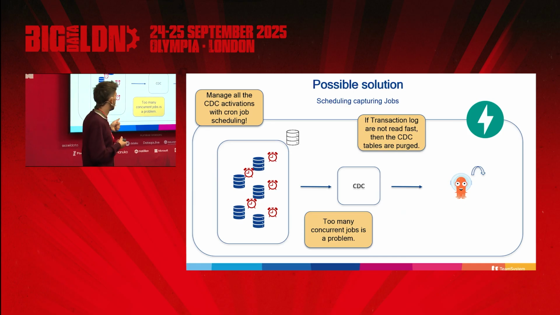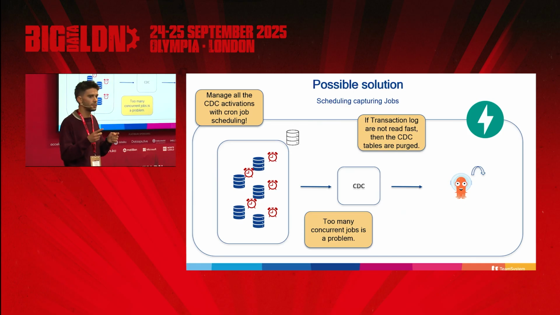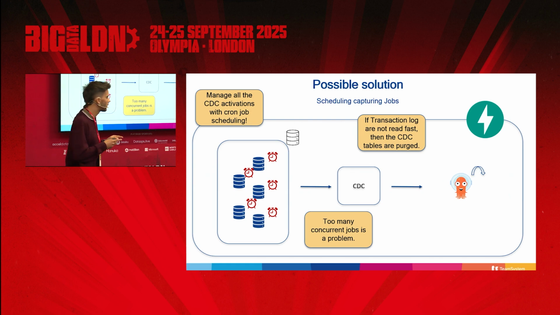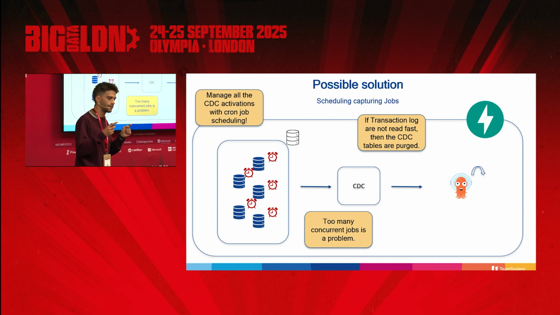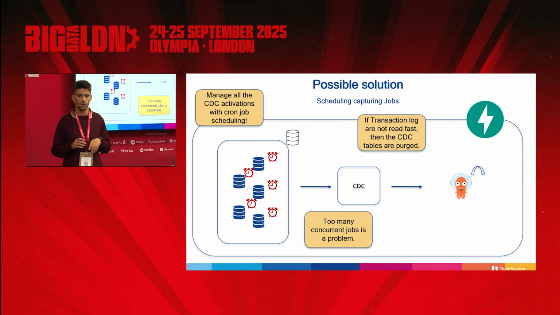One is that if you schedule and the capturing job is not fast enough, you can lose some data, because there is also the cleanup job. And so sometimes it happens that the cleanup job can clean the data, and so you can receive some conflicts, because if you lose data that you haven't read, you can have some problems.